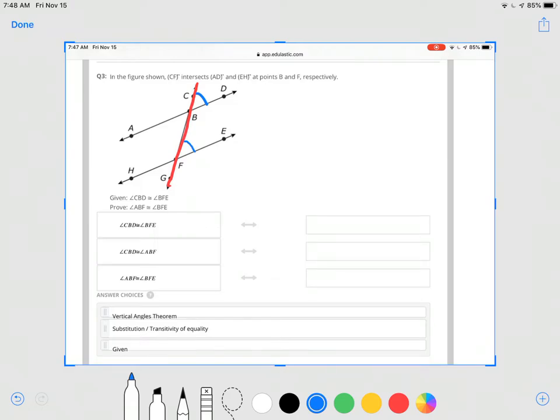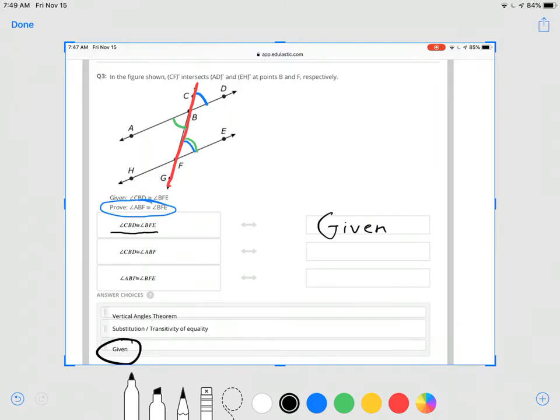And then it asks us to prove that ABF is congruent to BFE. So let's highlight those in a different color. ABF, which is this angle. They want us to prove that's congruent to BFE. This angle right here, which we had already marked in blue earlier. Okay, so this is a very short proof. There's only 3 lines. So the first line says that angle CBD is congruent to BFE. That was given. So that's this choice down here, given.